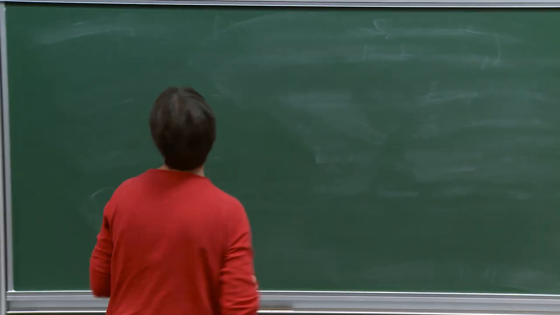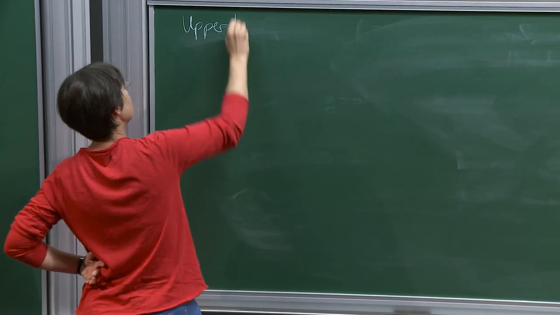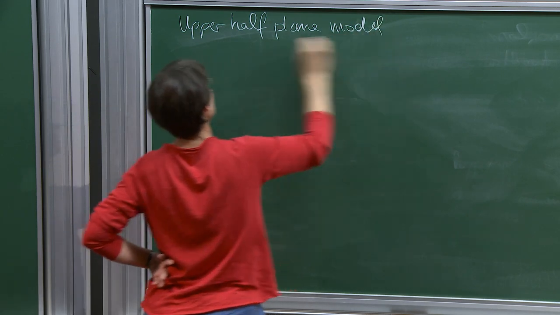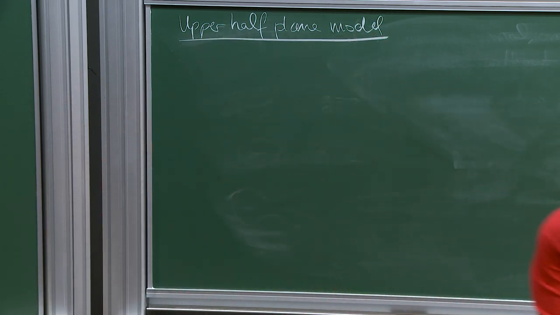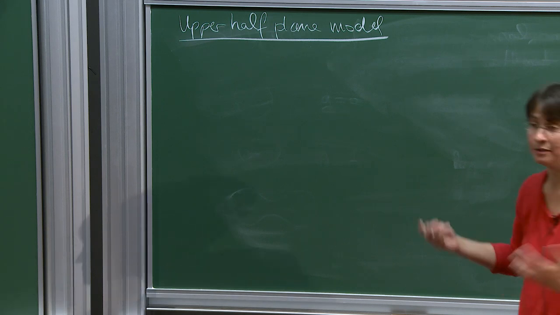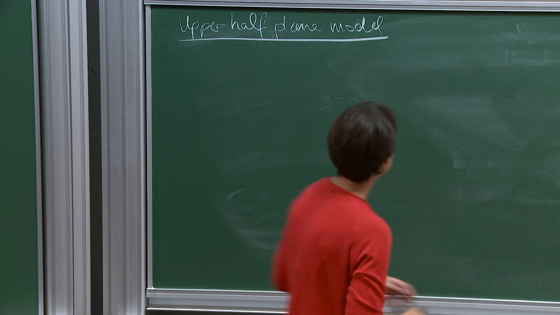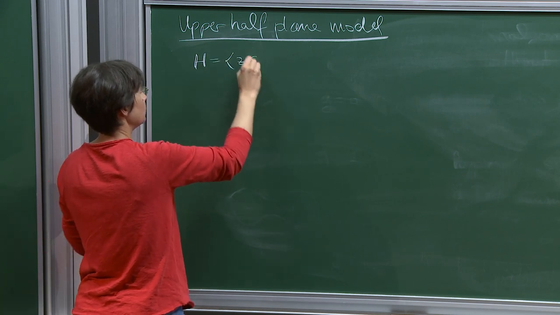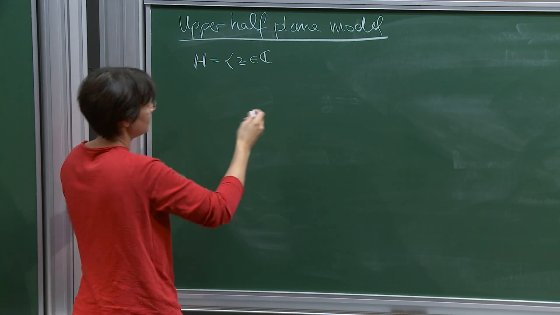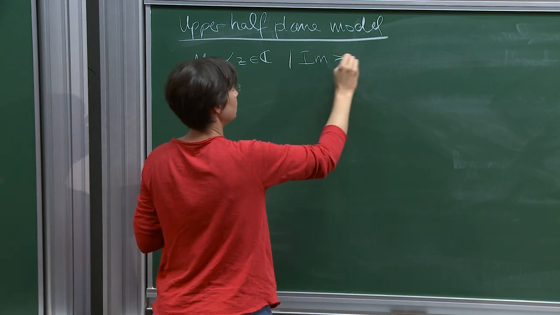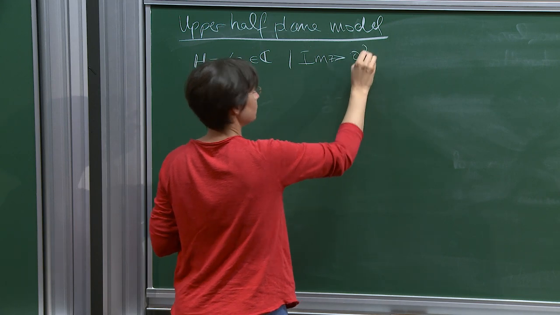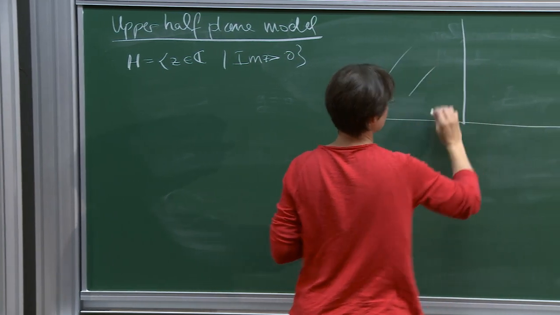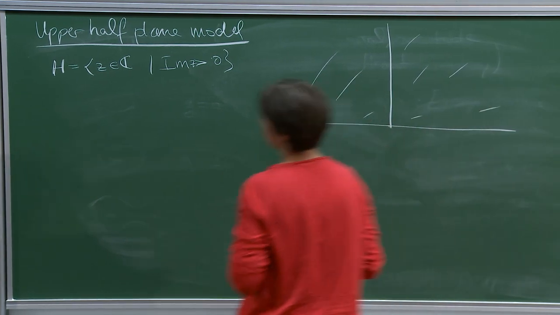So now let's just take the last model, so the upper half plane model, and that's the second. The Poincaré disk and upper half plane model are probably the two most common ones you see. So here you have H. Think of it as a subset of the complex plane. Now take points where the imaginary part is positive. So imaginary axis, so you have this subset of the hyperbolic plane.